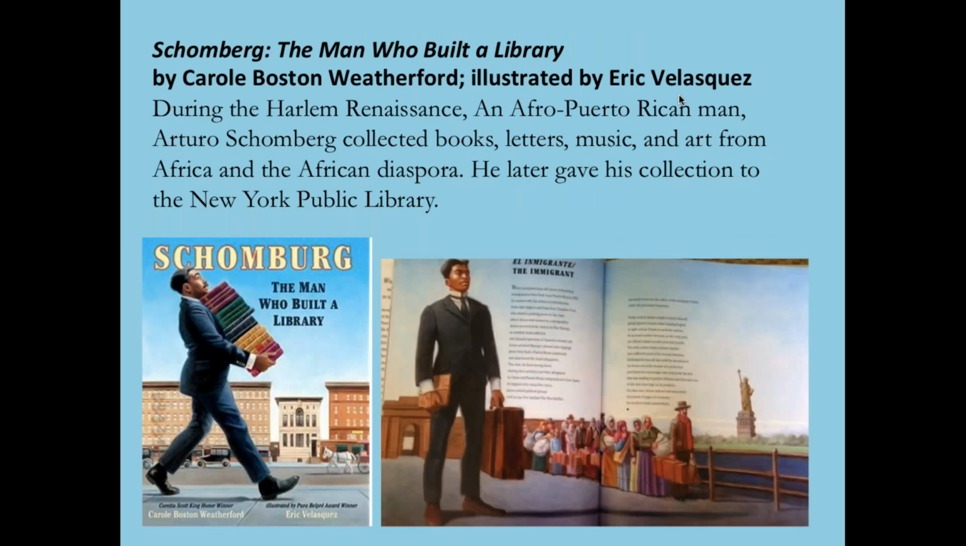Schomburg, The Man Who Built a Library. During the Harlem Renaissance, an Afro-Puerto Rican man, Arturo Schomburg, collected books, letters, music, and art from Africa and from the African diaspora, and he later gave his collection to the New York Public Library, a collection which is phenomenal in its length and breadth. Amazing, amazing collection.